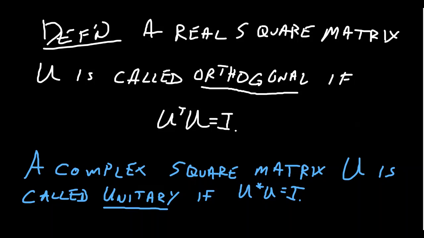All right, so I want to introduce another definition here. If we have a square matrix, and let's make it a real matrix, just real numbers. If you have a real square matrix U, we call it orthogonal if it satisfies the relationship that U transpose U equals the identity. So the transpose of the matrix times the original matrix gives you the identity.